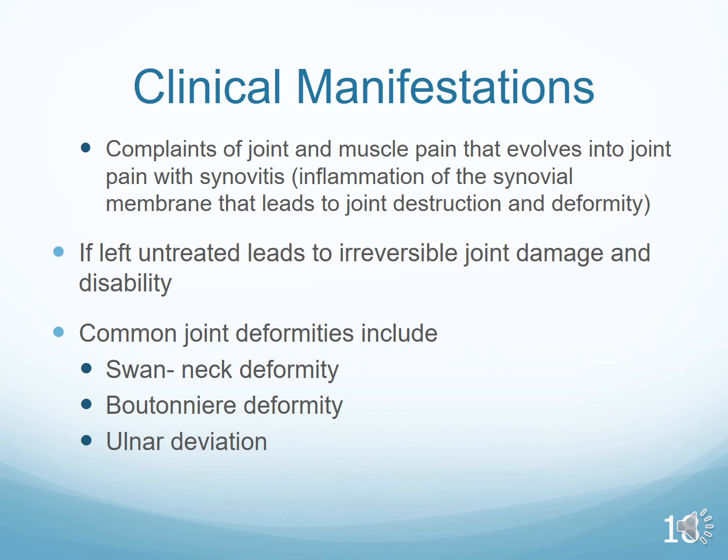So if left untreated, this will lead to irreversible joint damage and disability because your client or your patient is going to be in a very, very great deal of pain. Some of these common joint deformities include a swan neck deformity, a boutonniere deformity, and then an ulnar deviation. And I did try and include some of these pictures in this PowerPoint, but when I tried to transfer them over from your textbook, which is where I found them, they did not transfer well at all. So you may be able to bring these up online, or you may be able to just look in the textbook to see what these deformities look like.